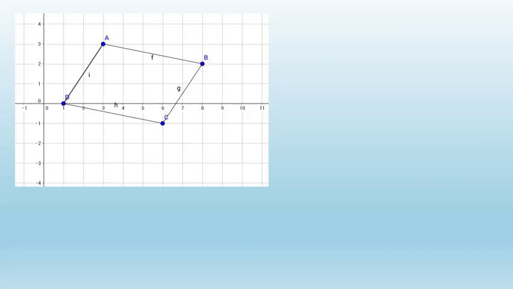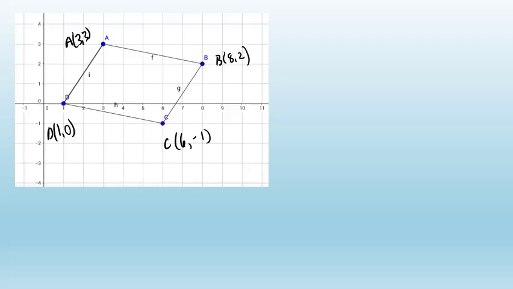All right, so this is for the first set of vertices that we saw, where A is 3, 3, and B is 8, 2. If you look closely on the graph, you can see that's where those are. C is 6, -1. And D is 1, 0. In this set, we were asked to prove that this quadrilateral is a parallelogram by using the distance formula.